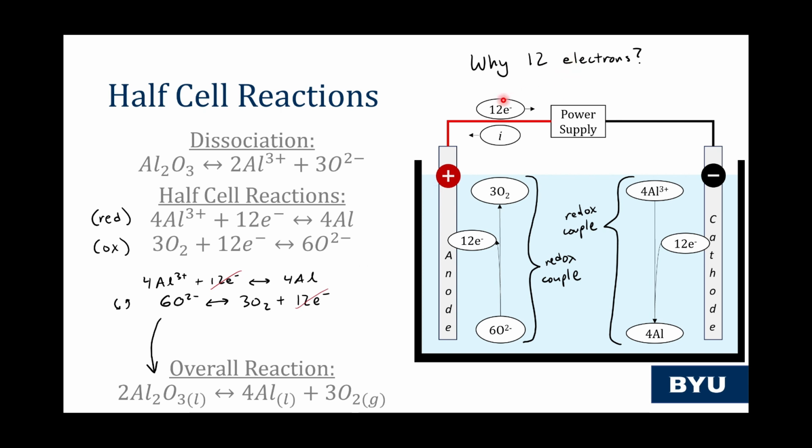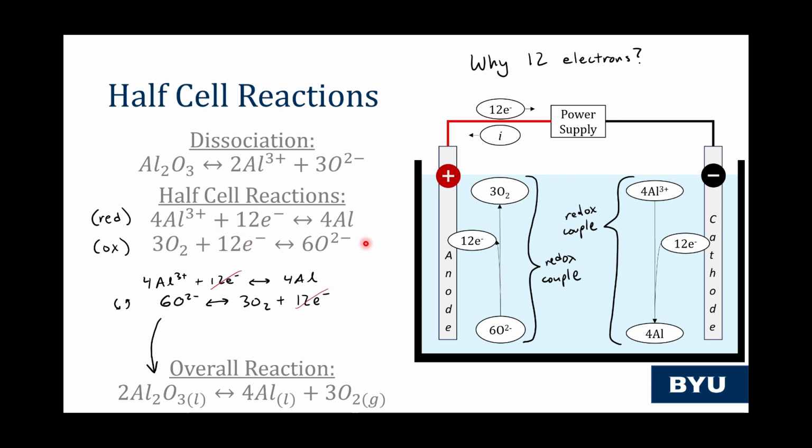Once again, the 12 electrons are here because otherwise we might have a half a molecule of oxygen, and there's no such thing as half of a molecule of oxygen. So instead we say that there are 3, and we just balance these out with all whole numbers.